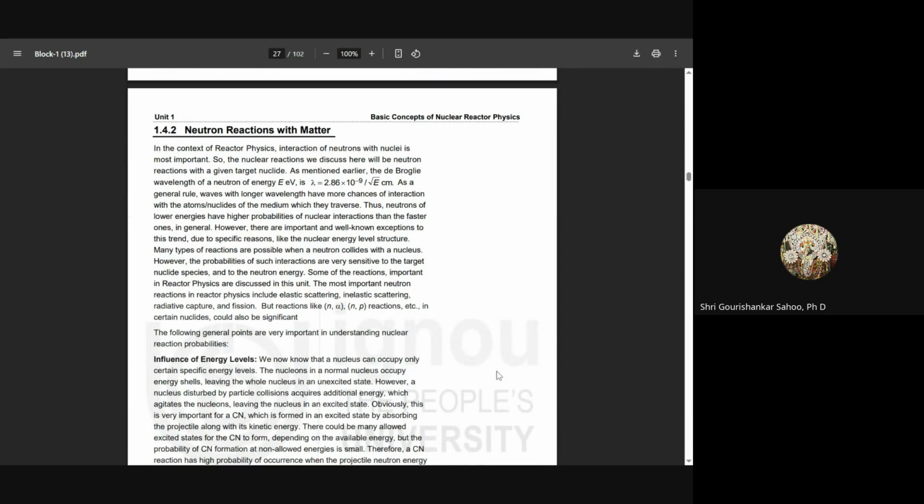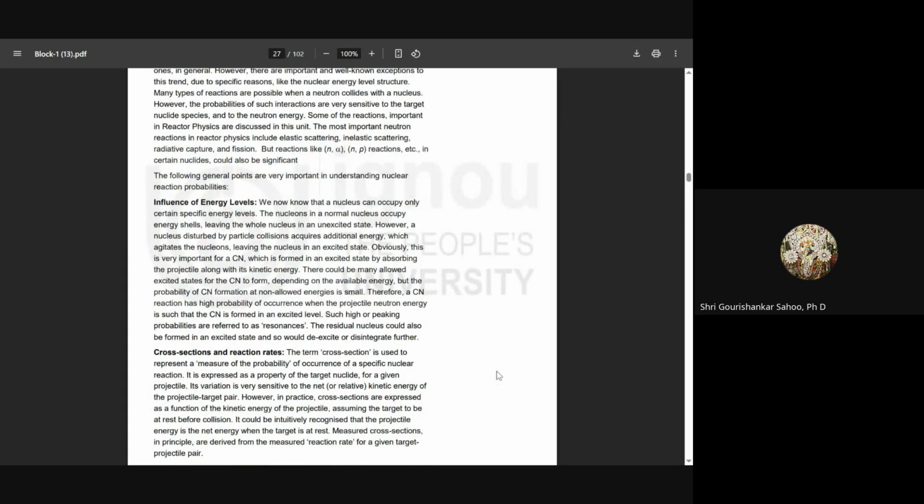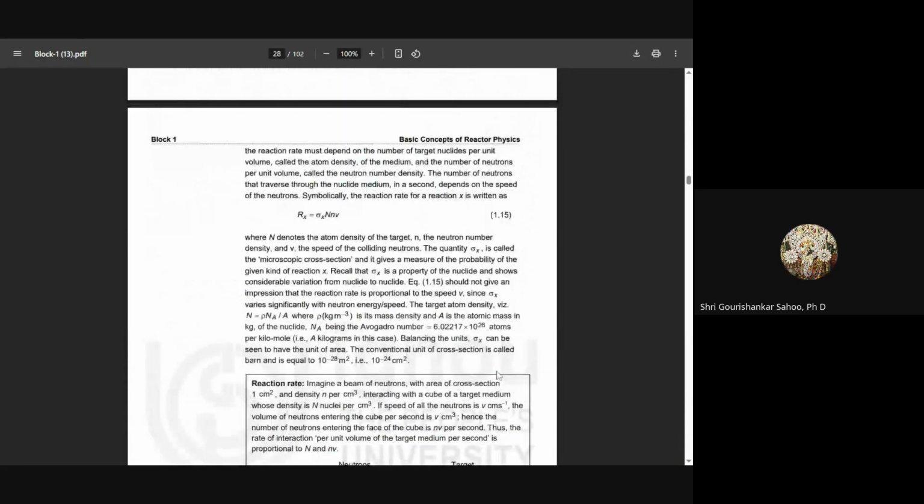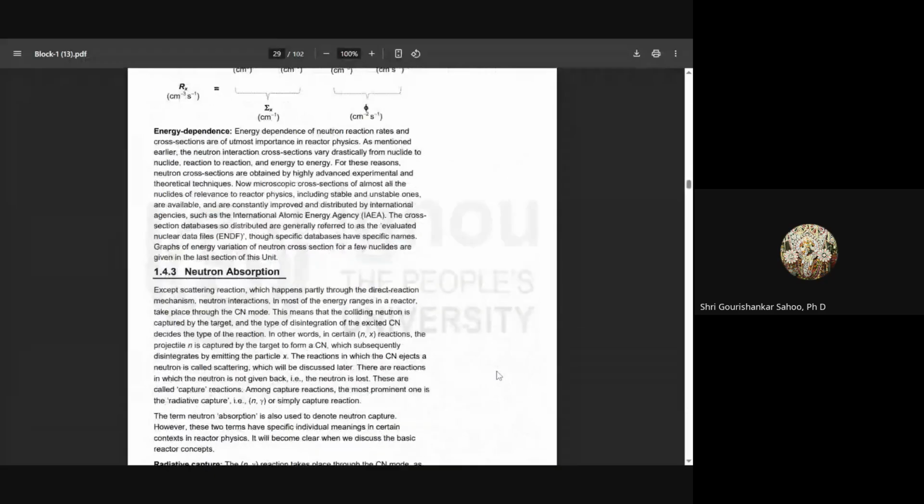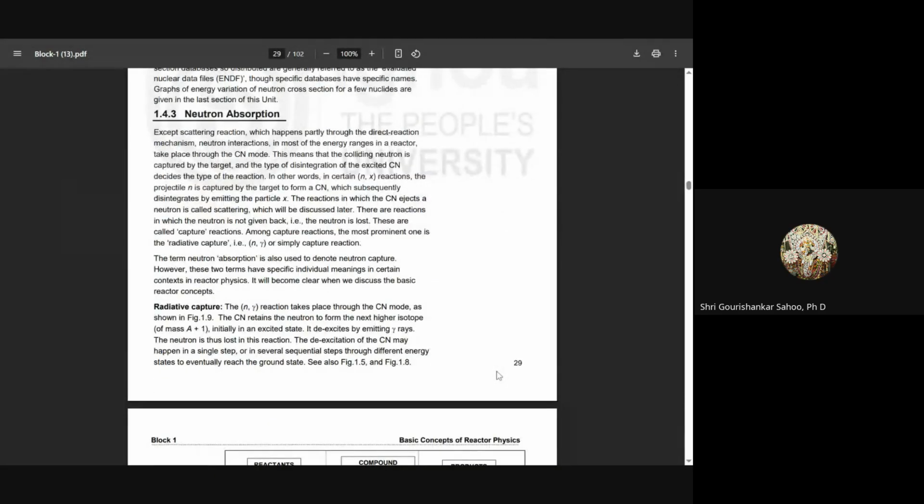Then neutron can also react with matter and influence the energy levels, cross sections and reaction rates, and so forth. Then neutron absorption. Direct reaction mechanism: nuclear interaction in most of the energy ranges in a reactor takes place through the CN mode. This means that the colliding neutron is captured by the target, and the type of disintegration of the excited CN decides the types of the reaction.